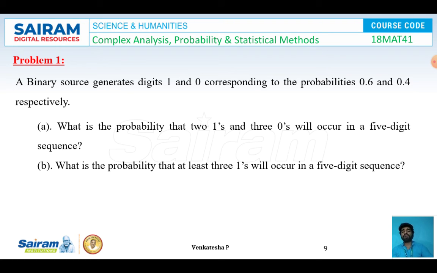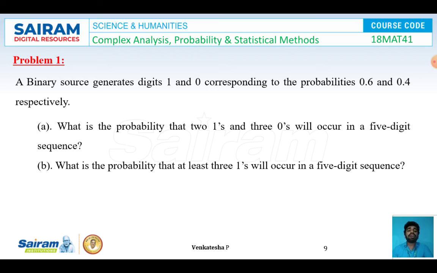Now problems on binomial distribution. Problem number 1. A binary source generates digits 1 and 0 corresponding to the probabilities 0.6 and 0.4 respectively. The first one, what is the probability that 2 ones or 3 zeros will occur in a 5-digit sequence? Second one is, what is the probability that at least 3 ones will occur in a 5-digit sequence? Now we'll see how to find that.